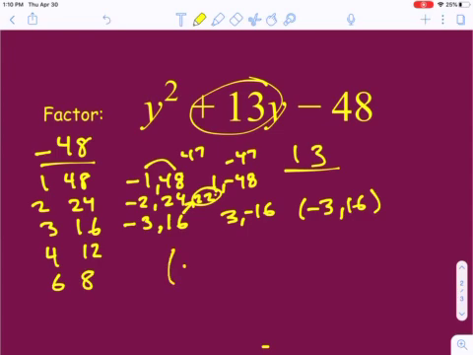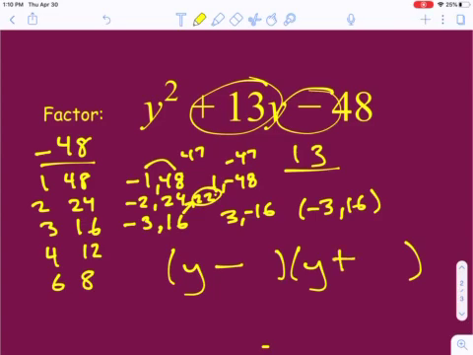So we're going to set up our 2 binomials. Got our y's there. And then because we are getting a negative here, one of these is going to be negative and one's going to be positive. You can put this in whatever order you want. And then the 3 is my negative, so that one would go over here. And then the 16 is my positive. And then, like always, check your work.